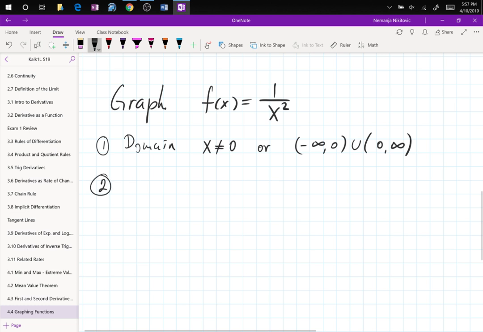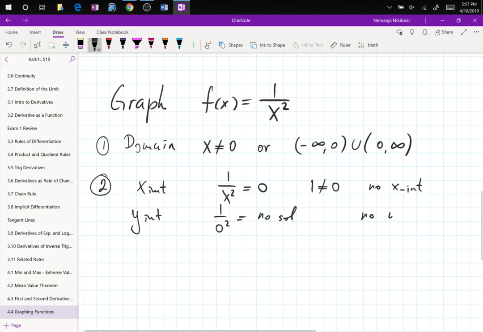Number 2, x and y intercepts. For the x-intercept, I get to set y equal to 0. So 1 over x squared equals 0. When I cross multiply, I get x equals 0, which cannot be. So no x-intercepts. For the y-intercept, I set x equal to 0. So I get 1 over 0 squared, no solution, because you're dividing by 0. So no y-intercept.